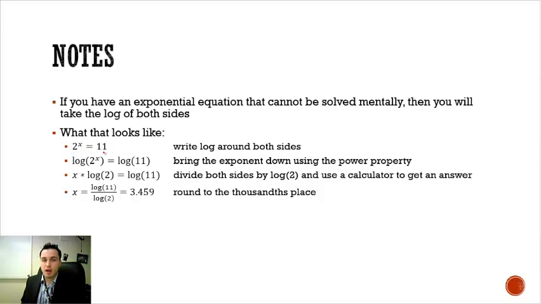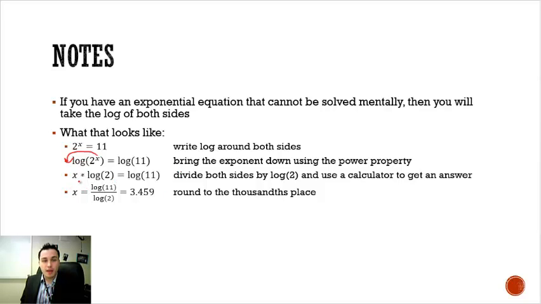This is an equation that cannot be mentally solved, because 2 to what power equals 11? I don't know. I mean, I know 2 to the third is 8, 2 to the fourth is 16, so I don't know what in between would get me to 11. So what we're going to do is write log around both sides. That's taking the log of both sides. And in doing so, we can use the power rule to bring that x down in front of the log. Because remember, the power rule allows you to bring a power down in front.